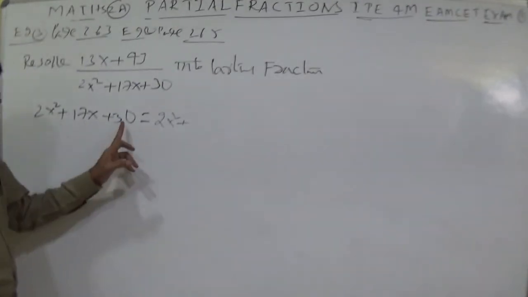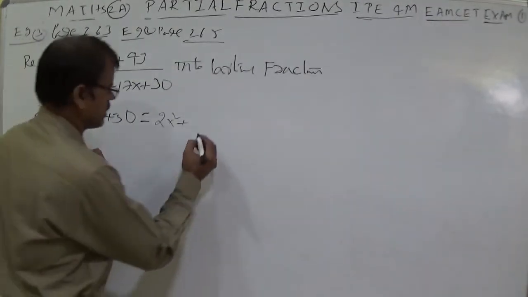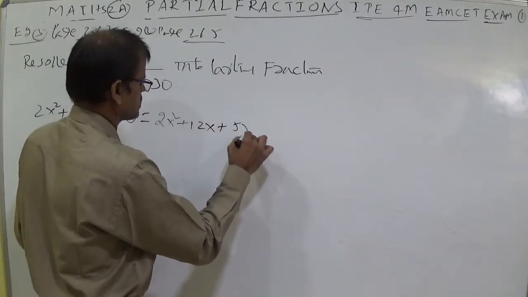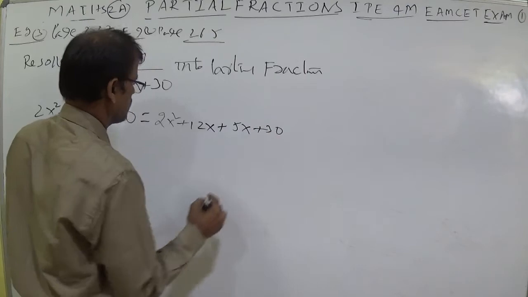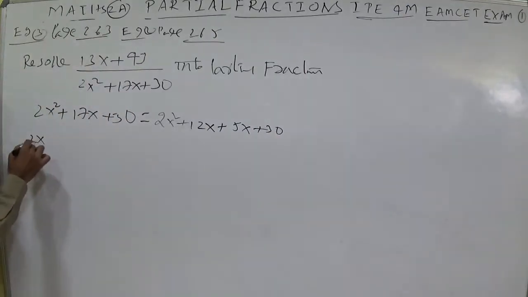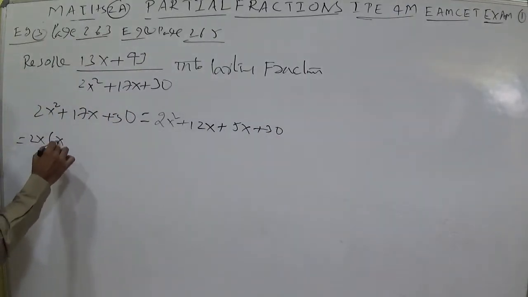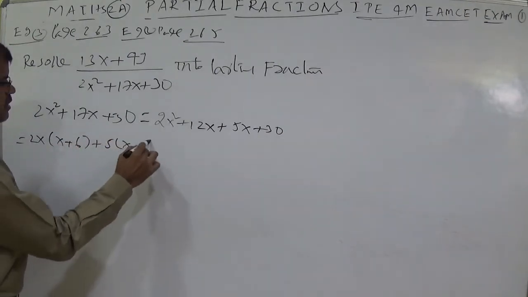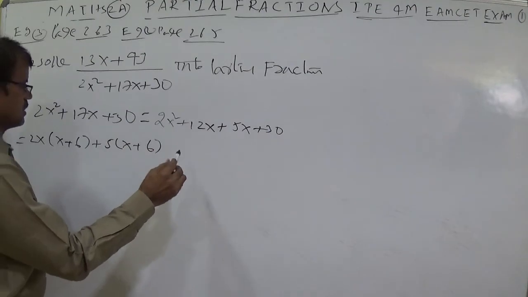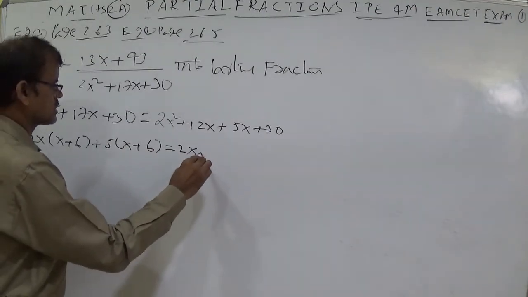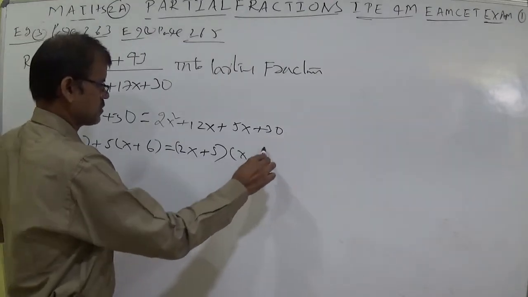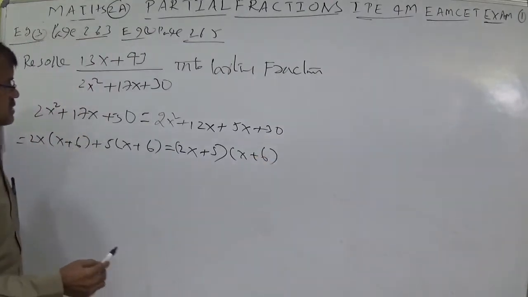12 into 5 is 60, and 12 plus 5 is 70, like that. Okay, 2x square plus 12x plus 5x plus 30. Take 2x common from the first two terms and 5 common from the last two, so x plus 6 is common. That is equal to 2x plus 5 into x plus 6.